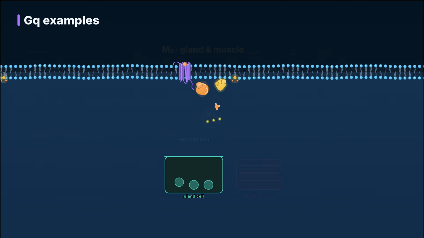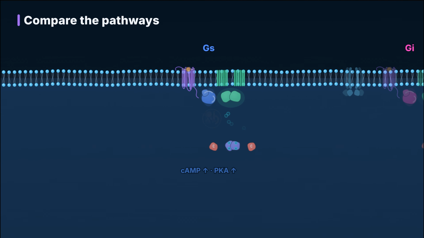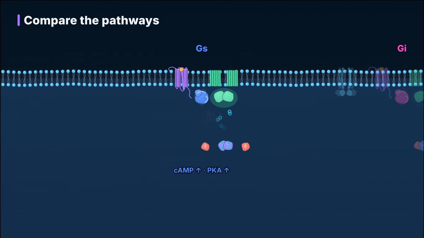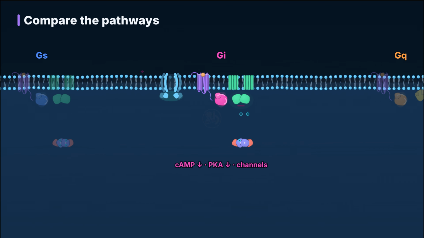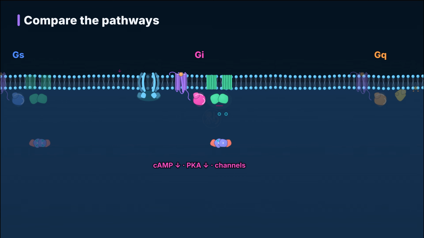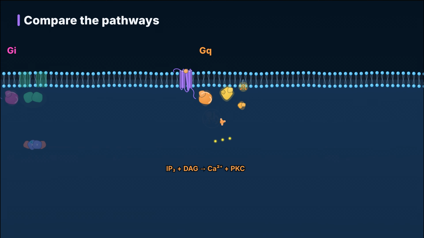Now compare the three pathways on one screen. GS stimulates adenylyl cyclase, raises cAMP, and usually increases PKA activity. GI inhibits adenylyl cyclase, lowers cAMP, and usually decreases PKA activity. GI-derived beta-gamma can independently regulate potassium and calcium channels. GQ activates PLCβ, splits PIP2, and generates IP₃ plus DAG.